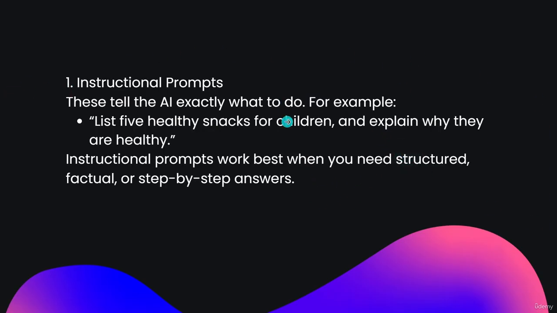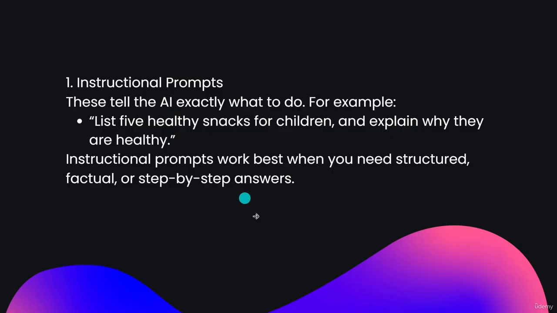The first one is instructional prompts. These are simple questions, queries, or instructions that you ask an AI model to generate a specific answer. You can see the example here: List 5 healthy snacks for children and explain why they are healthy. This is a simple question you ask the AI model to get the answer. Simply asking a question to an AI model is called an instructional prompt. So writing a question, query, or instruction is also called a prompt.